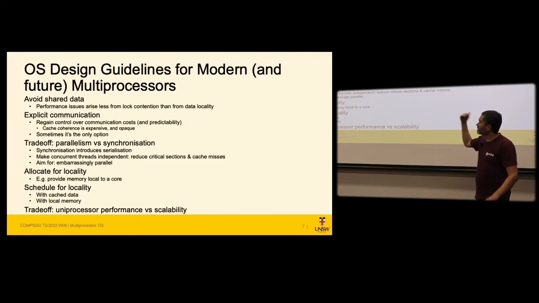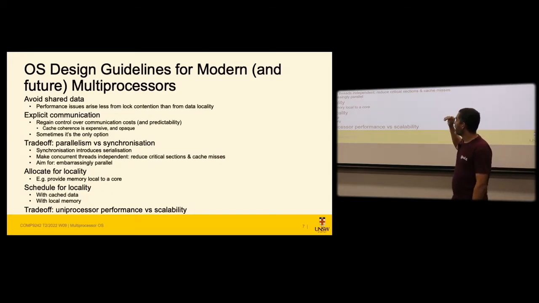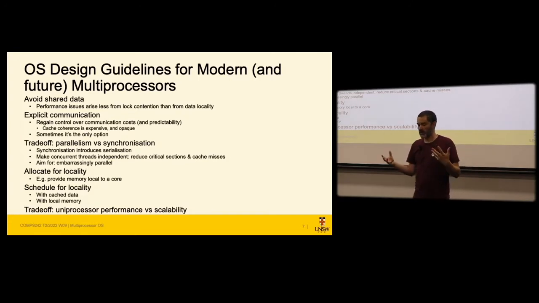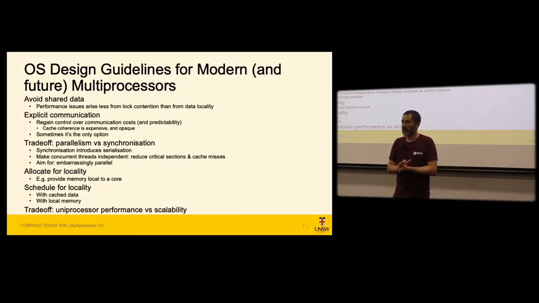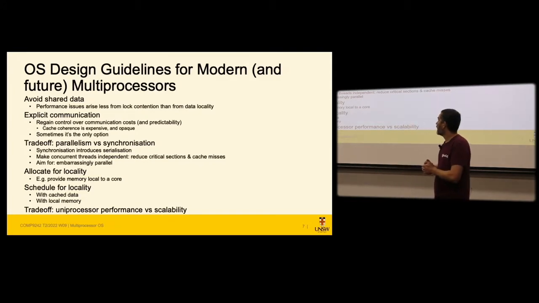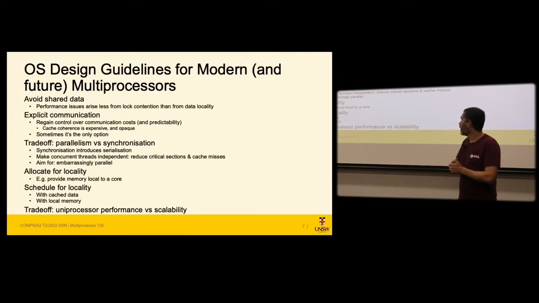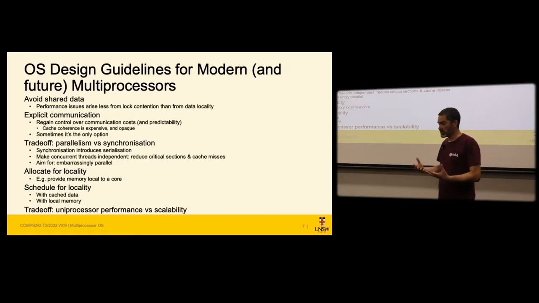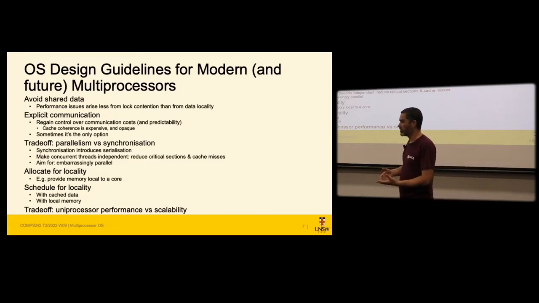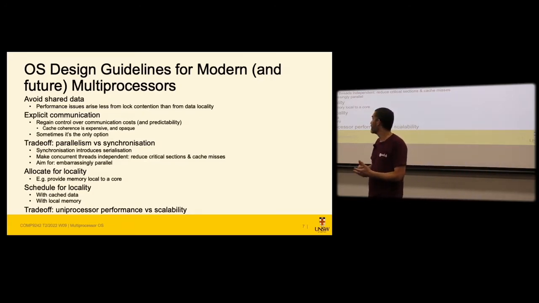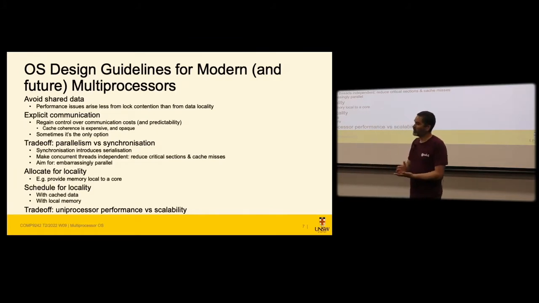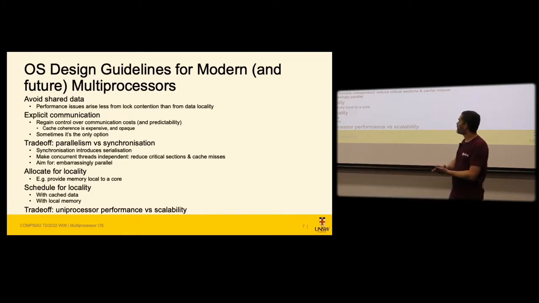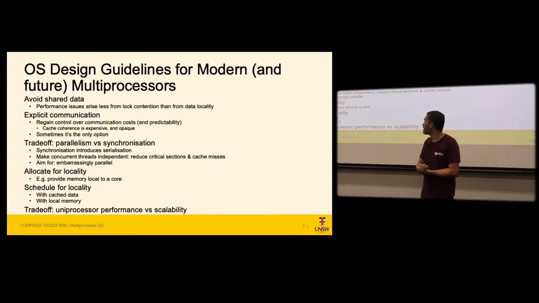There's a trade-off you have to make between parallelism and synchronization. As we've seen, synchronization, like doing locking and stuff like that, introduces serialization, right? It causes your system to stall essentially and not be parallel. So you want to have as much concurrency as possible, right? Try to make your concurrent threads as independent as possible. So reduce the number of critical sections, reduce the possibility of cache misses and stuff like that.